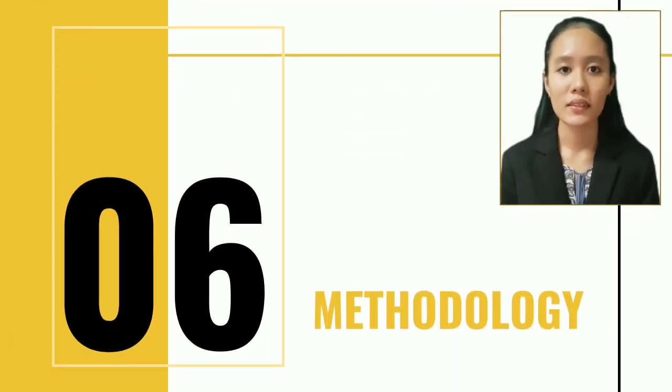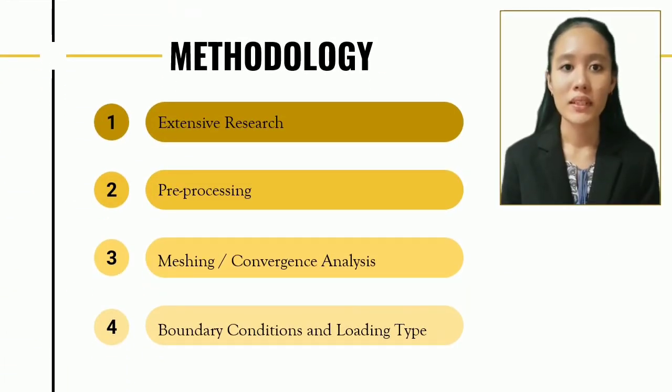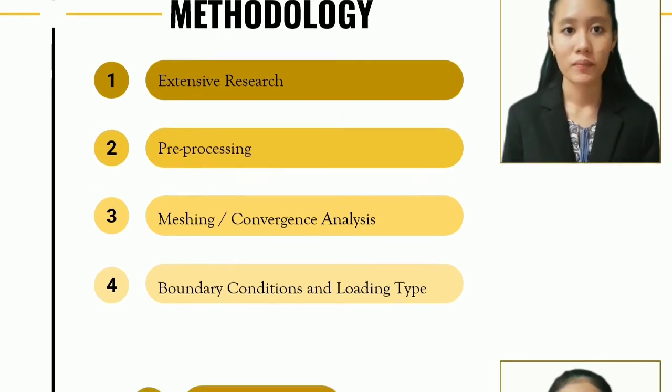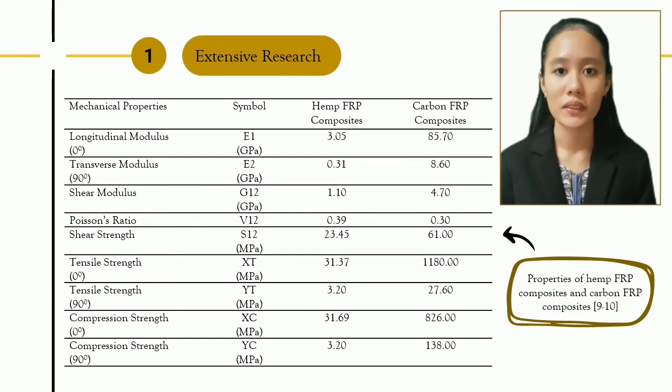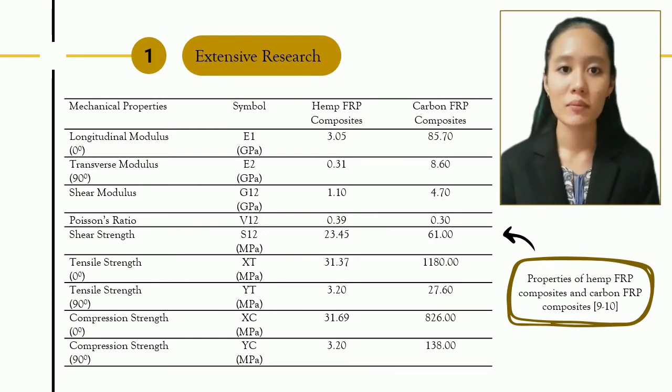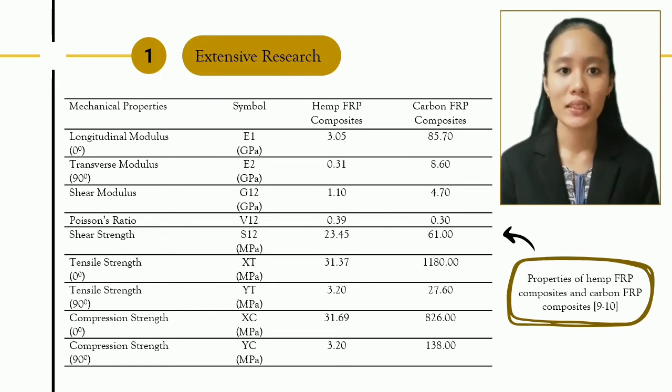The sixth section is the methodology of the project. The methodology starts with extensive research, pre-processing, meshing or convergence analysis, and boundary condition and loading. In order to fulfill the objective of this project, research will be done to determine the required data and procedures needed. As this project will be done using Ansys Mechanical APDL, the properties of the composite such as failure criteria will be needed for the analysis.